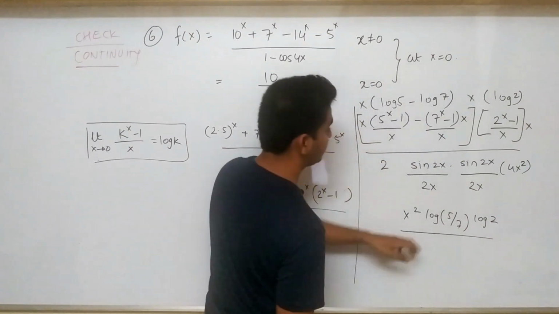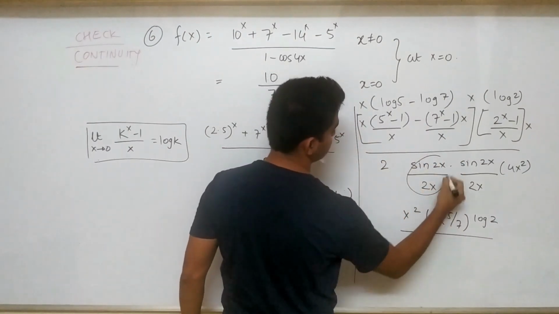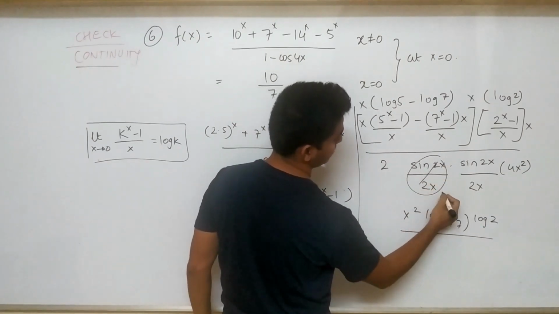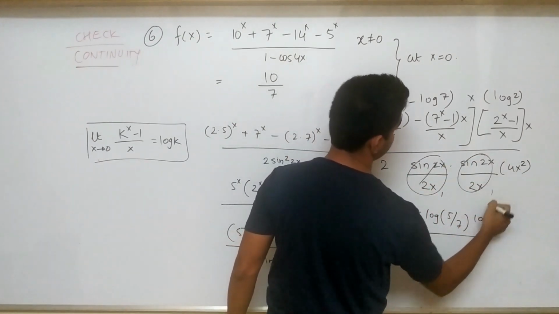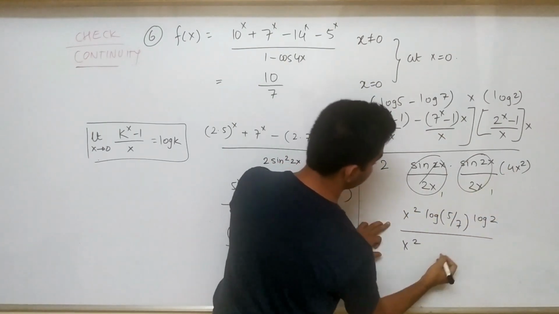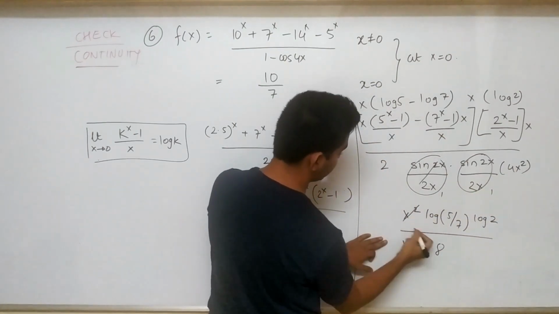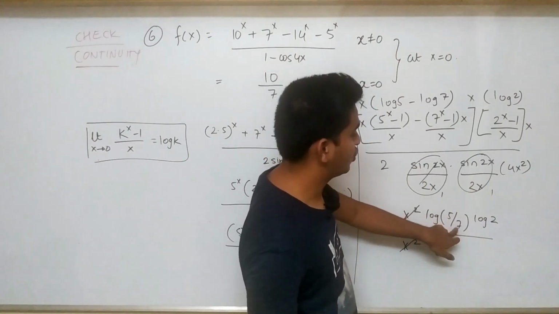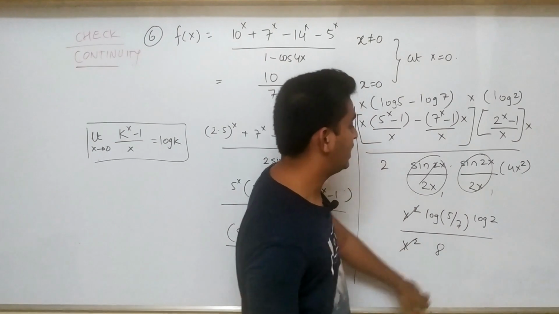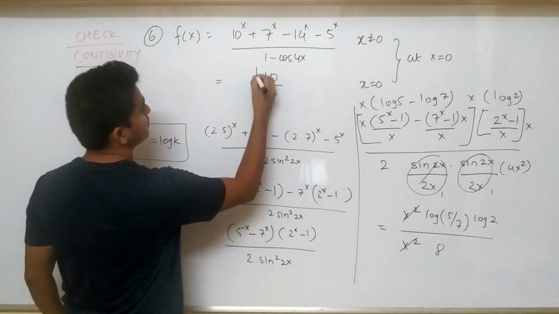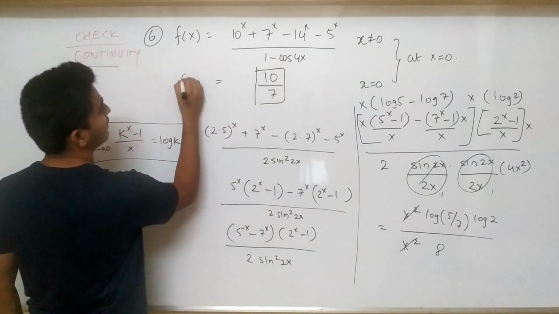Everything divided by, now see these terms, this is essentially sine of theta upon theta, which is 1, and this is also 1. So what you have is x square, divided by 8. So x squared and x squared will get cancelled, and what you have is log of 5 upon 7 into 2 upon 8. So this is your final value. But what are we given? We have been given this value, which is f of 0.